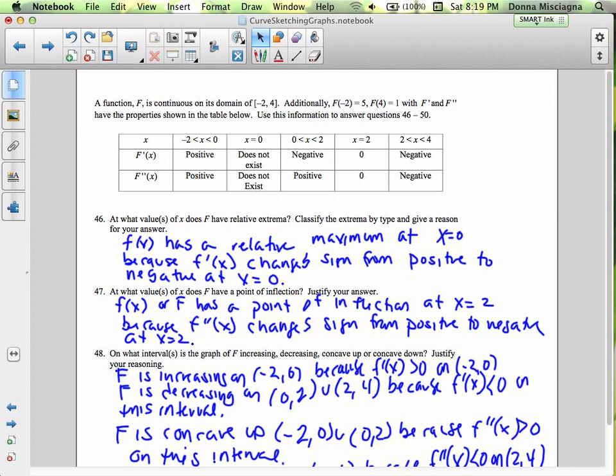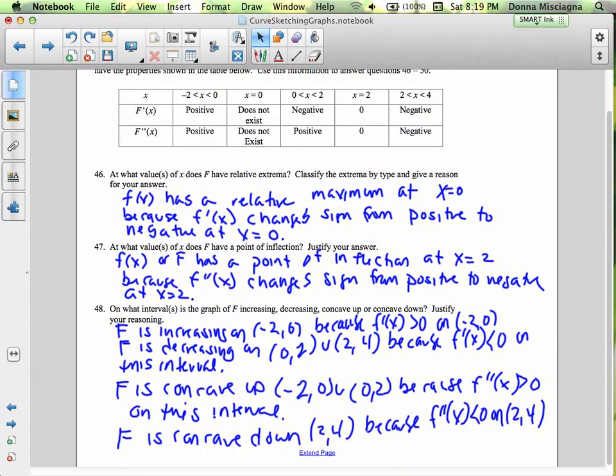So f is decreasing on 0 to 2 and 2 to 4 because f prime of x is less than 0 on the interval. f is concave up from negative 2 to 0 and 0 to 2. Notice I broke it at 0 because the second derivative does not exist at 0, so do not say negative 2 to 2, because the second derivative is greater than 0 on the interval. And I can't read that bottom part. f is concave down from 2 to 4 because the second derivative is less than 0 on 2 to 4.